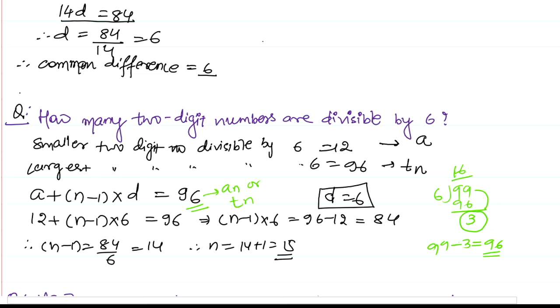Substitute the value in the formula. A plus n minus 1 into D is 96. But what is the value of D? Obviously it is going to be 6, because I am looking for a number which is divisible by 6. So the value of A, that is the smallest number, is 12. 12 plus n minus 1 into 6 is 96. This 12 comes to the right hand side, becomes negative. So n minus 1 into 6 is 96 minus 12, which is 84. Now I'll divide 84 by this 6. So n minus 1 is 84 by 6, which is how much? 14. So what is n? n is equal to 14 plus 1, which is equal to 15.